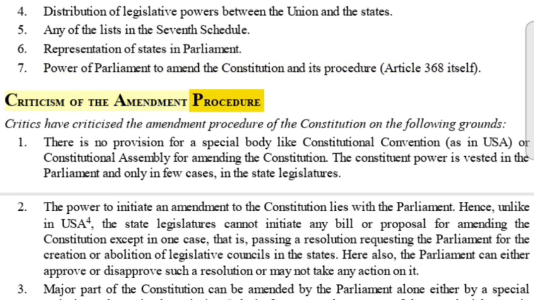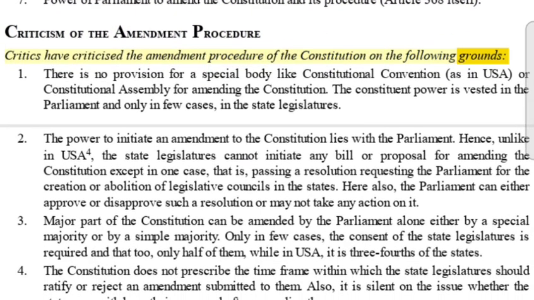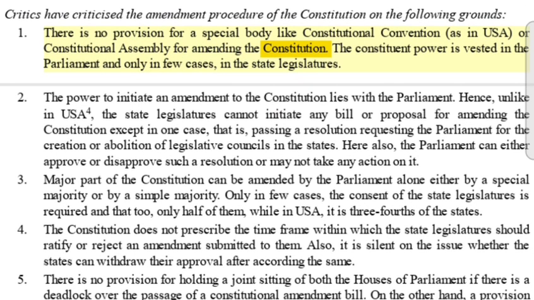Criticism of the amendment procedure. Critics have criticized the amendment procedure of the Constitution on the following grounds. 1. There is no provision for a special body like a Constitutional Convention, as in the USA, or a Constitutional Assembly for amending the Constitution. The constituent power is vested in the Parliament and only in few cases, in the state legislatures.